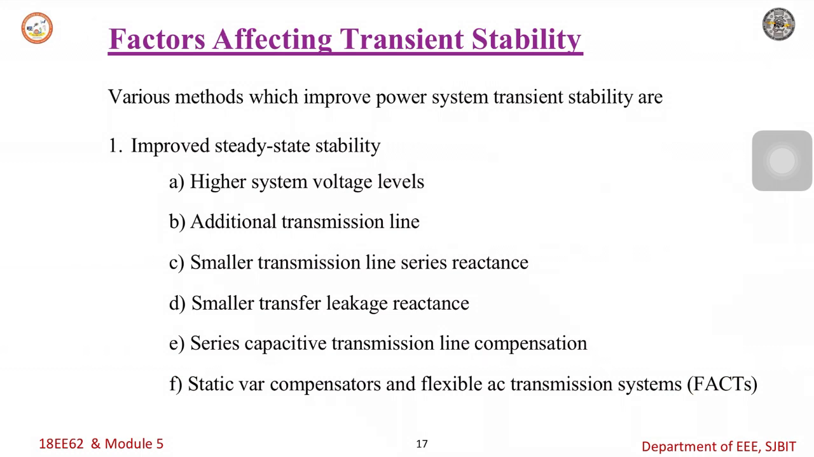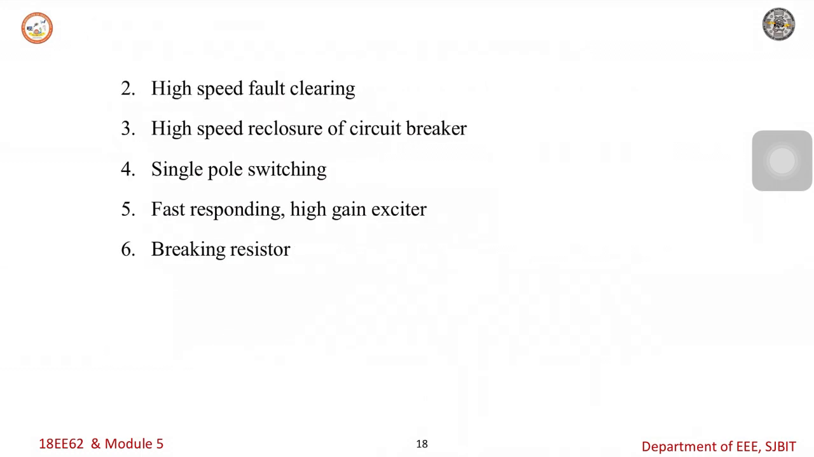We will see what are the factors that affect the power system transient stability. To improve the power system transient stability, the first one is improved steady state stability by higher system voltage levels. We can improve the transient stability with additional transmission lines, which will improve the steady state stability. Then smaller transmission line series reactance and smaller transformer leakage reactance, series capacitance transmission line compensation, static VAR compensators and flexible AC transmission system FACTS devices, and high speed fault clearing and high speed reclosure of circuit breakers.